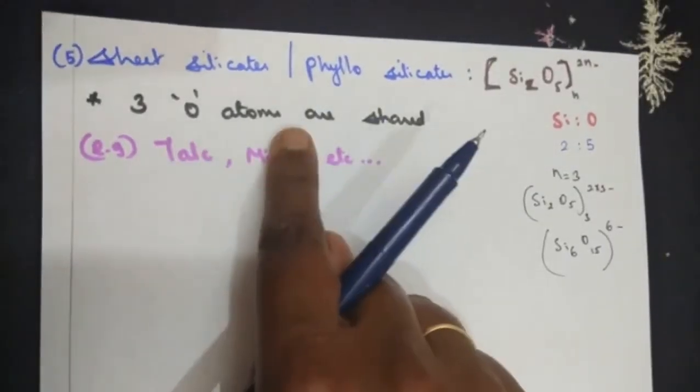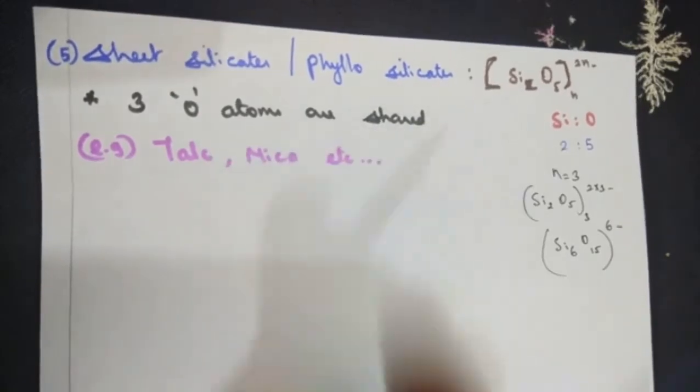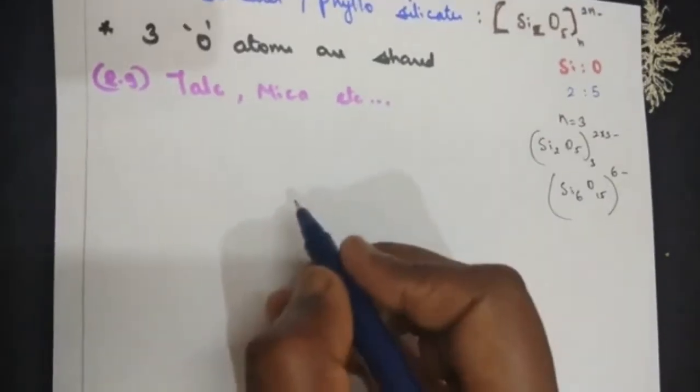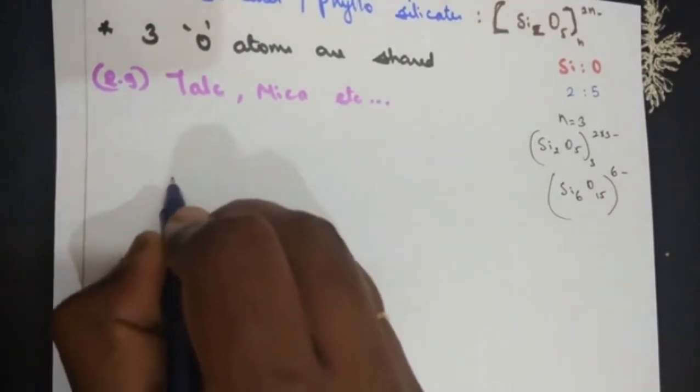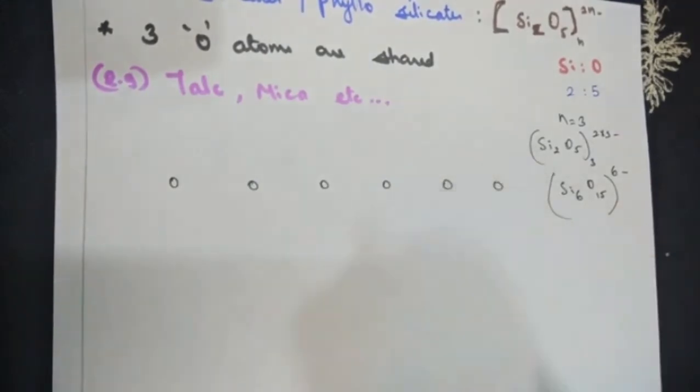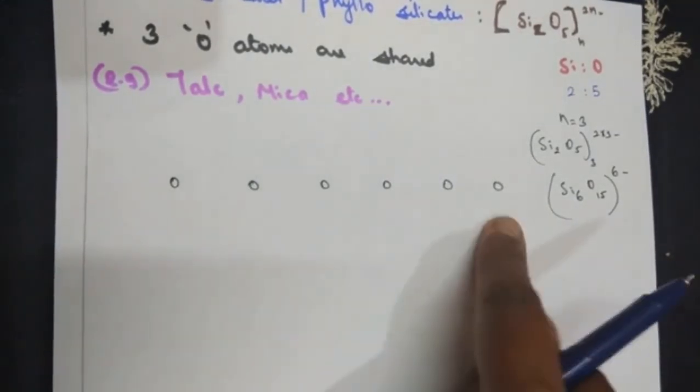Here, how many atoms are going to be shared here? Only 3 atoms will be shared. Let's learn the structure of it. As usual, draw 1, 2, any number you can draw. I'm just making it as a 6 oxygen.